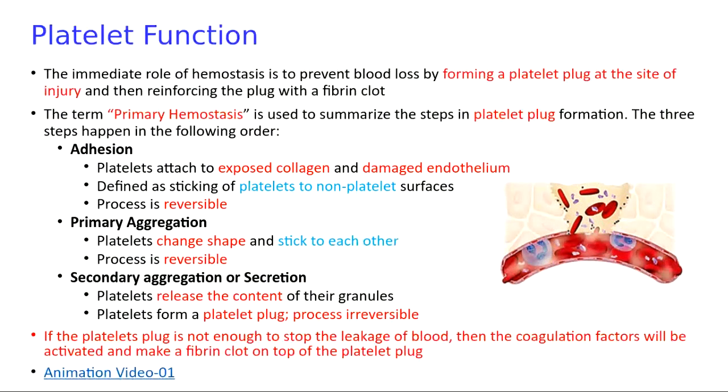So if the platelet plug is not enough to stop the bleed, to stop the leakage of blood at the site of injury, then the coagulation factors are going to be activated at the site of injury, and they are going to form what we refer to now as a fibrin clot. So remember, platelet function, the net effect of platelet activation is the formation of a platelet plug.